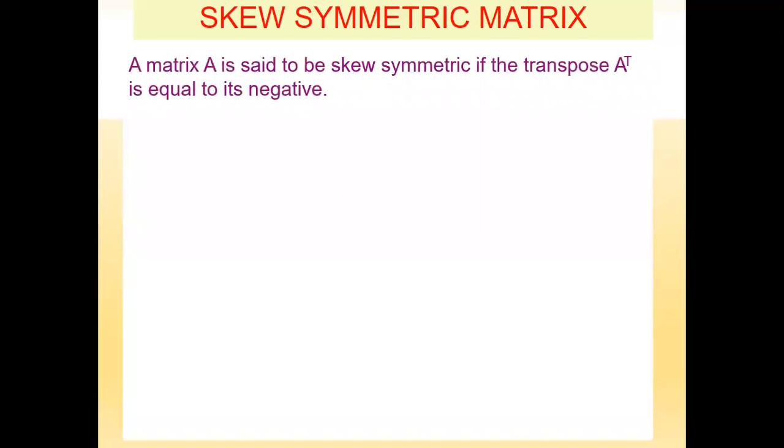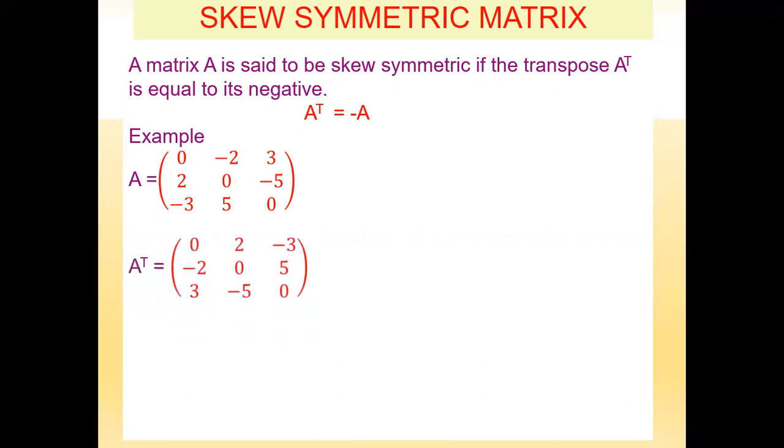A matrix A is said to be skew symmetric if the transpose AT is equal to its negative. So if the transpose of the matrix is equal to its negative, then it's skew symmetric. So let's look at that. This is how you express that: AT equals minus A. Now let's look at an example. So we have a matrix A here, and let's assume we decide to find its transpose. So we get its transpose and we get this as the transpose.